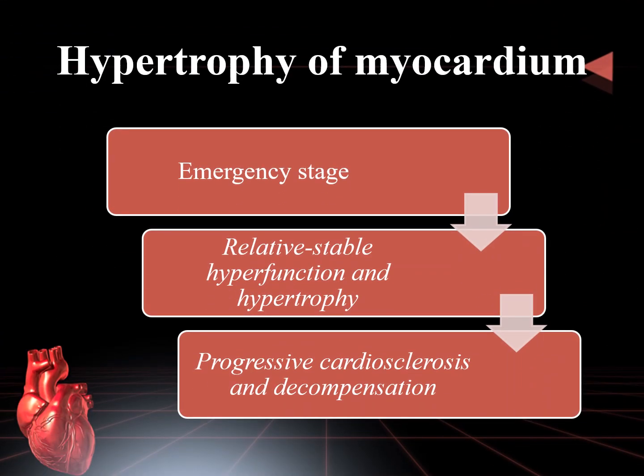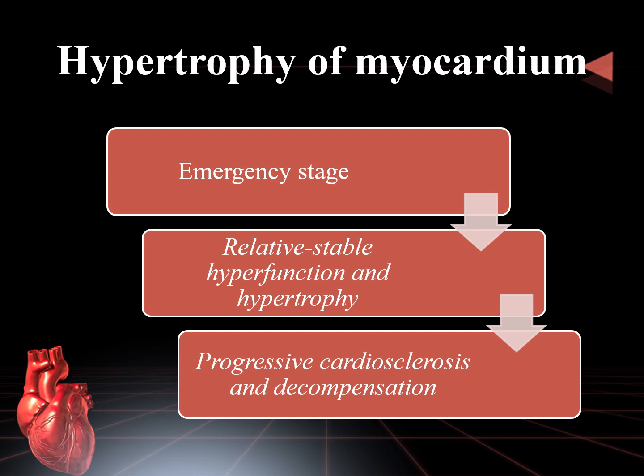Myocardial hypertrophy is a long-term compensatory mechanism that develops in heart failure. Three stages of myocardial hypertrophy are known: the emergency stage, relative stable hyperfunction and hypertrophy, and the third, the decompensation stage. The emergency stage is characterized by an increase in the function of the cardiomyocytes. Increasing function of the cardiomyocytes activates energy production and protein synthesis here.